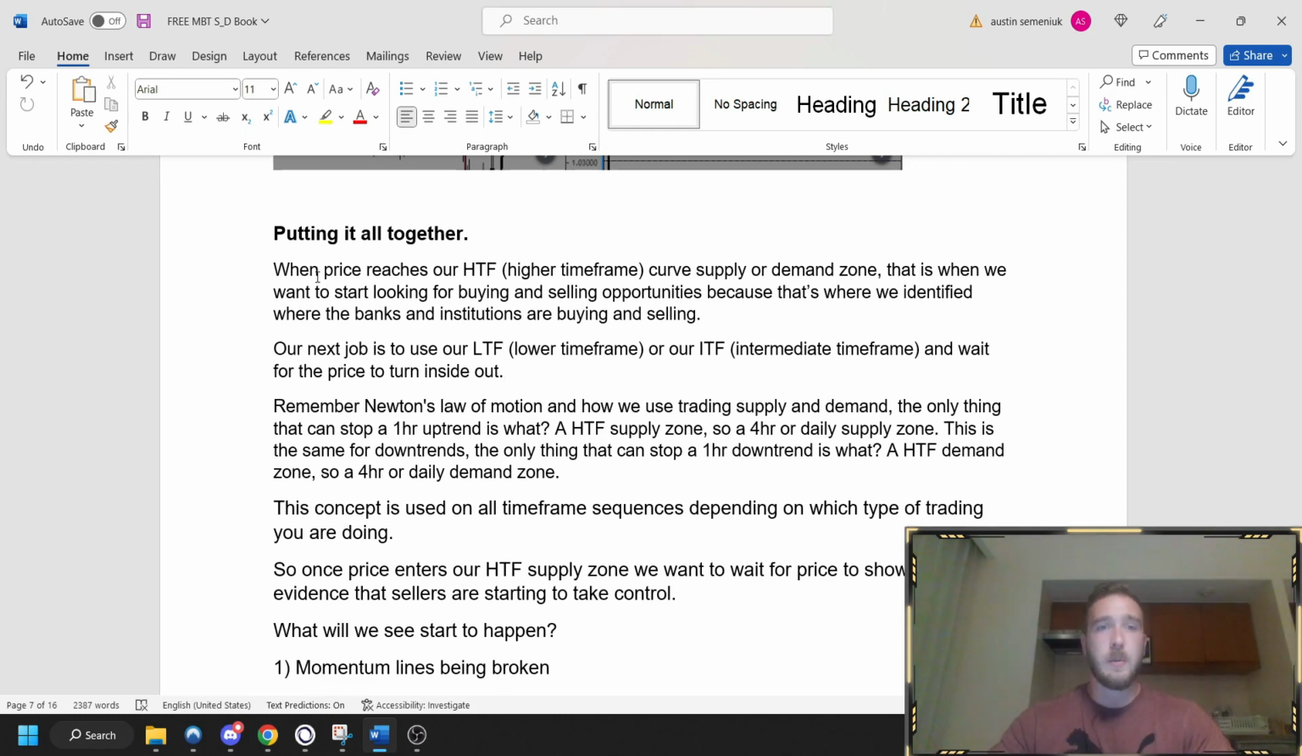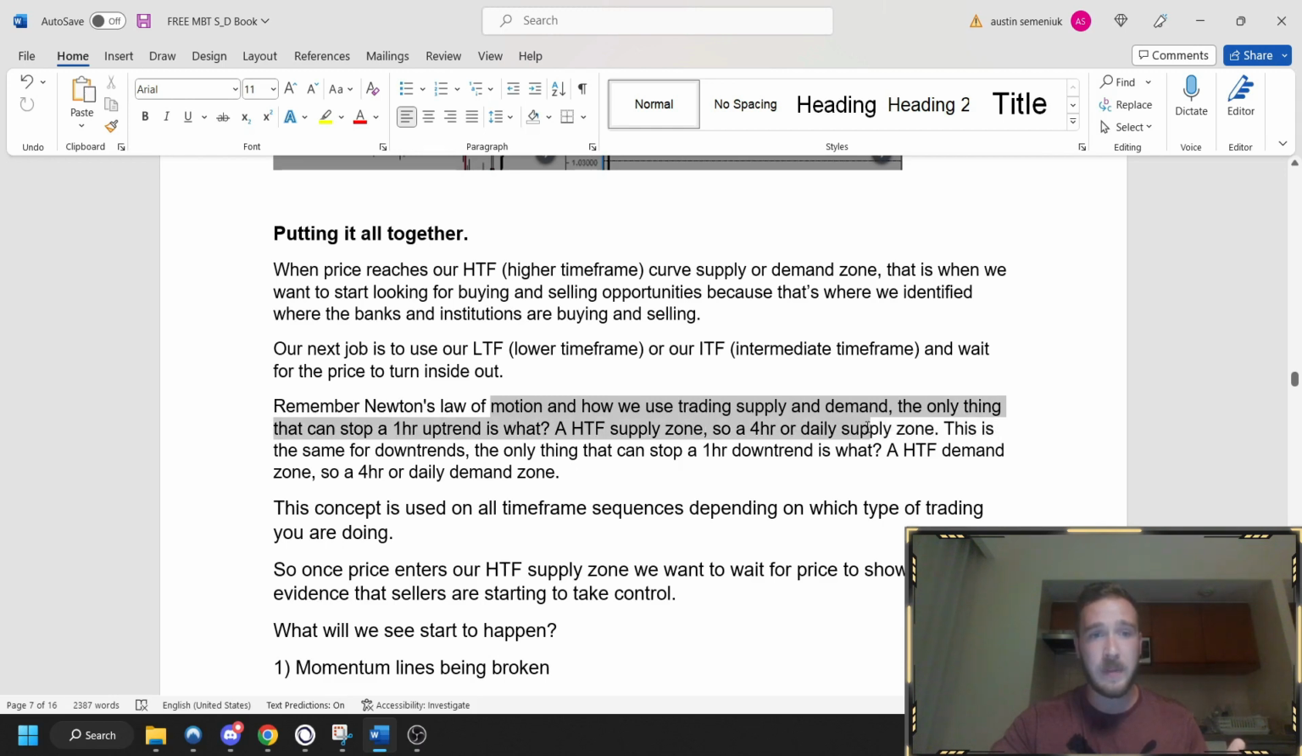Putting it all together, when prices reach our higher time frame supply or demand zone, that's when we can start looking for buying or selling opportunities, because that's what we have identified. I'm going to get into many examples, but let's continue. Our next job is to use our lower time frame. We're just using two time frames, and wait for prices to turn inside out for confirmation.